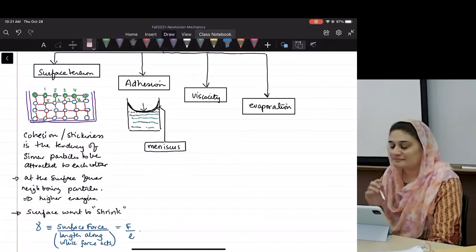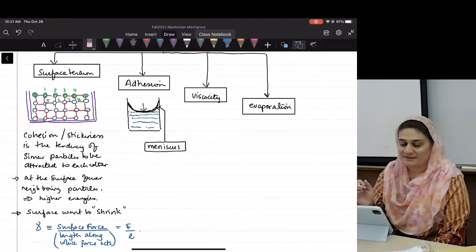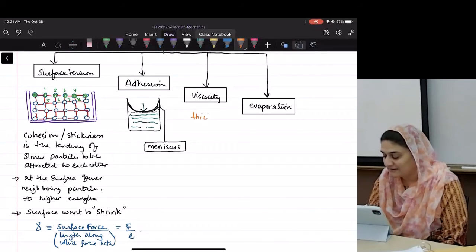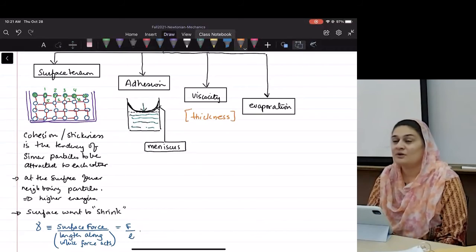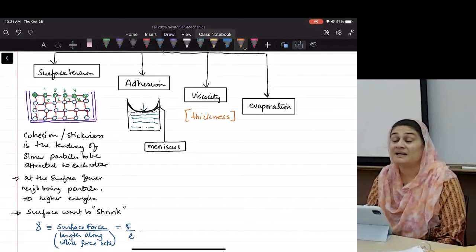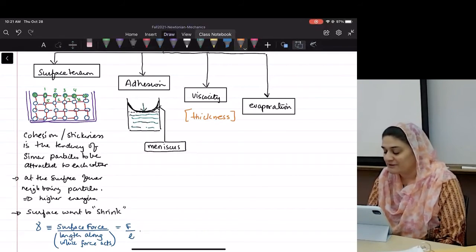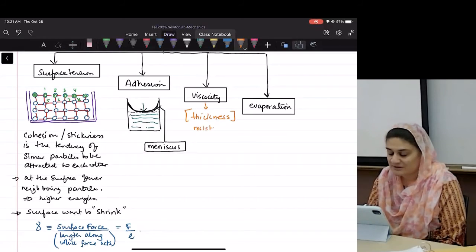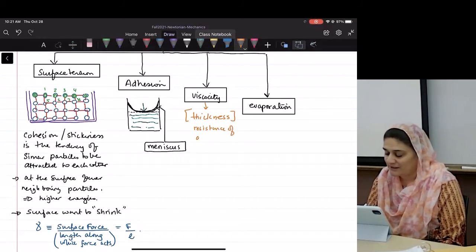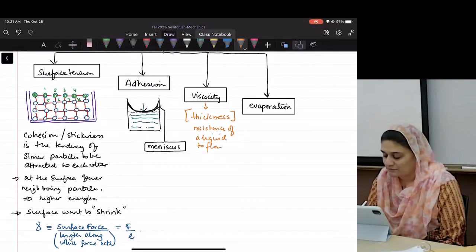Right? Okay, what is viscosity? Yes, thickness. And we will talk more about it later. So the more viscous something is, the less likely it is to flow. So the official definition of viscosity is the resistance of a liquid to flow.